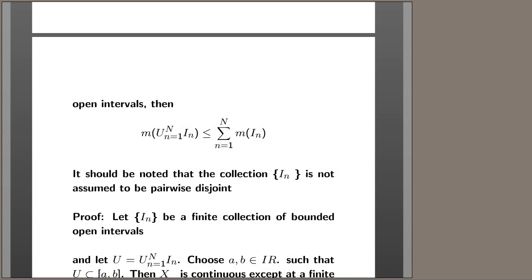Now be careful here, we do not assume these intervals are disjoint. If they are disjoint, we have equality, obviously, by definition. But if they're not disjoint, what happens? That's what happens. The measure of the union is less than or equal to the summation of the measures. Again, you might think this is an easy thing to prove. Not so fast.